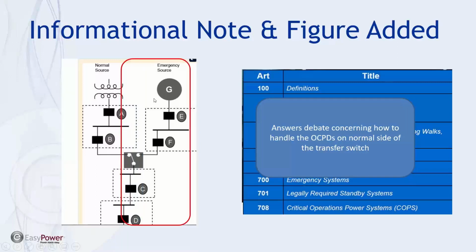However, in the standby or emergency source, the requirement is to have D coordinated with C, C with F, F with E, and that basically answers the question about how do we handle the difference in fault current supplied by the emergency source versus the regular source, normal source.